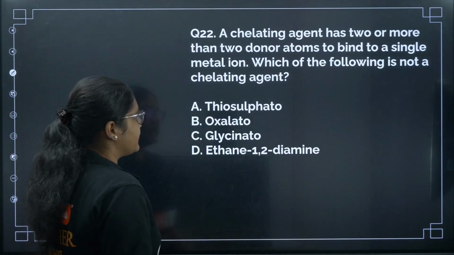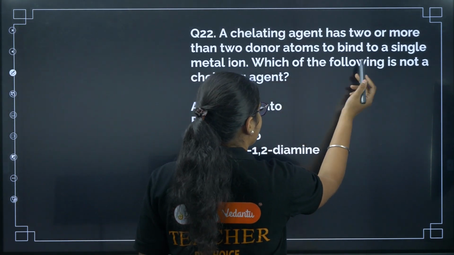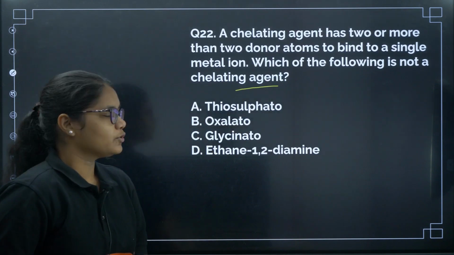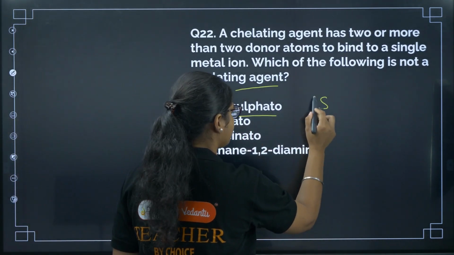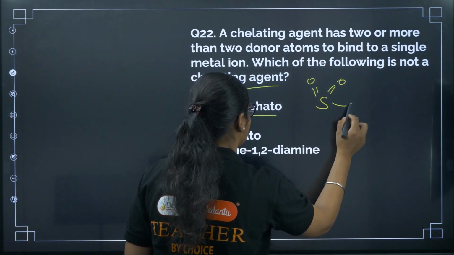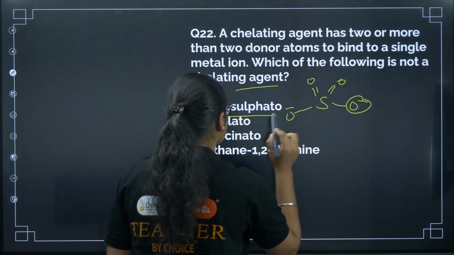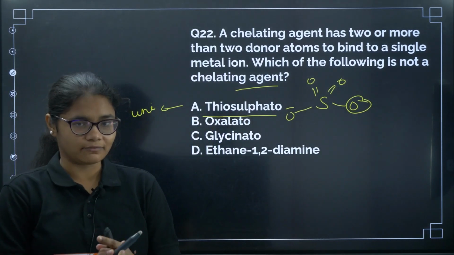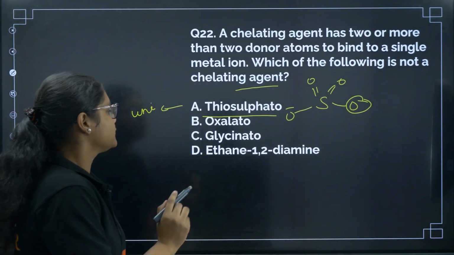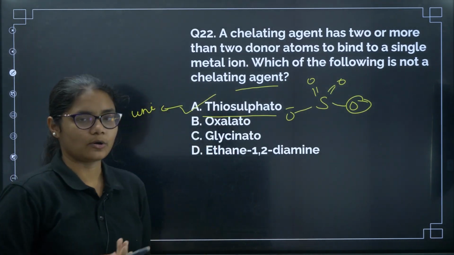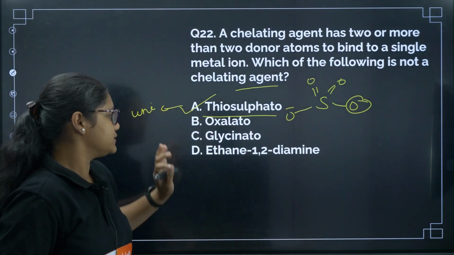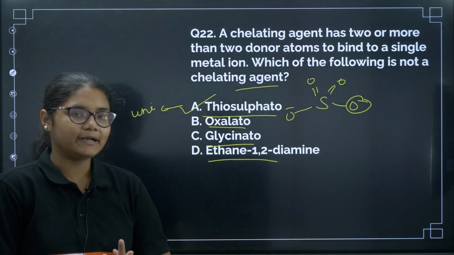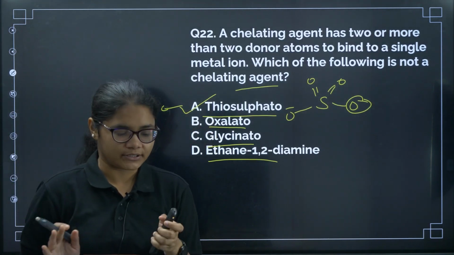Okay, next. A chelating ligand has 2 or more than 2 donor atoms to bind to a single metal ion. Which of the following is not a chelating ligand? So thiosulfato, if you see, it is SO3 2 minus. Okay, so it is always a unidentate ligand. It doesn't bind from both sides, binds from only one side, that is your unidentate ligand. So that is why the correct answer for this question will be option number A. Even if you did not know this one, you should know oxalato, glycinato and ethane 1,2-diamine are your polydentate ligands. So that is why your answer will be option number A.